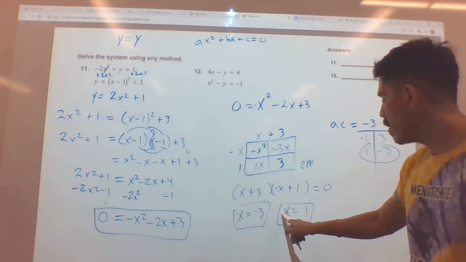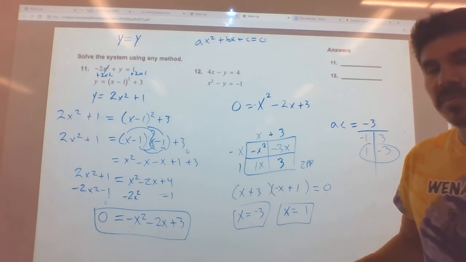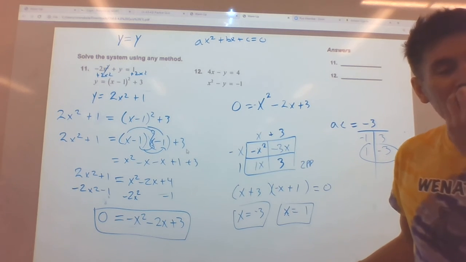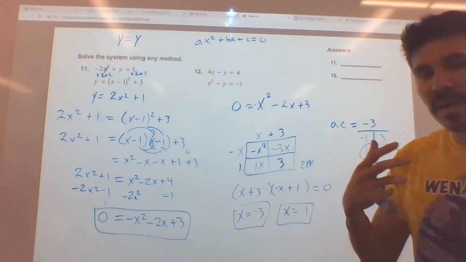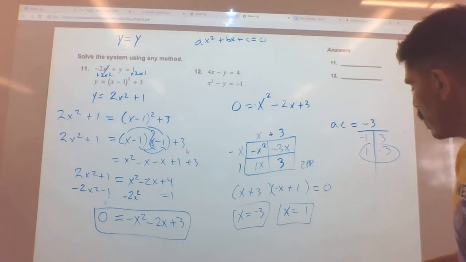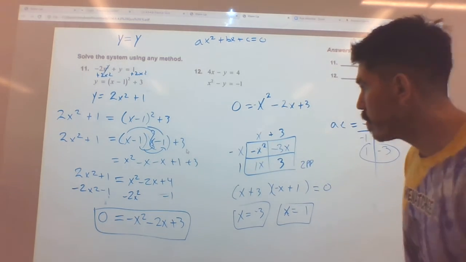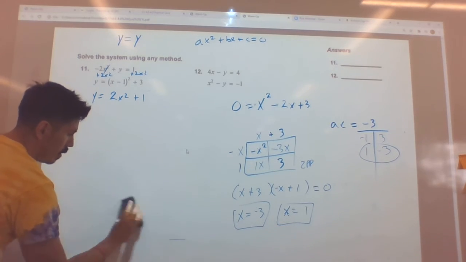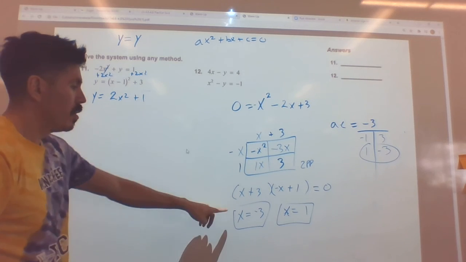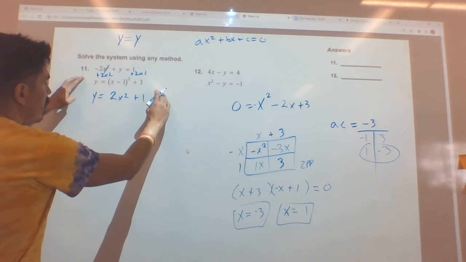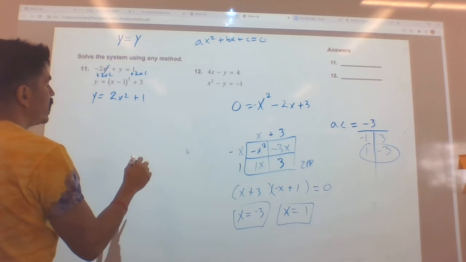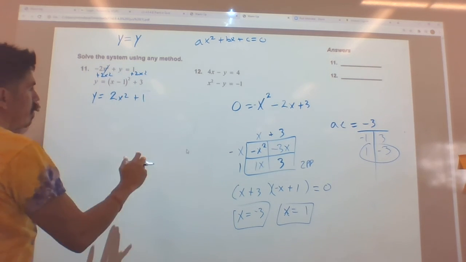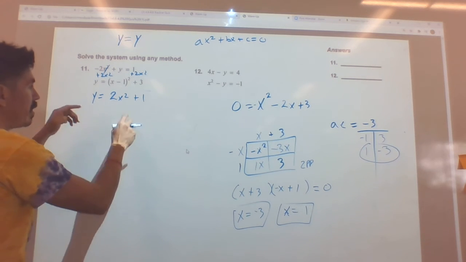Now, usually we would be done here, but we're not looking for the exact x values. We're looking for the points. So x values are part of the answer, but not the whole answer. We're looking for actual points. And to have an actual point, you need a y value. So here comes the second part, where now we choose which equation we're going to plug in my information into. Which equation is easier to deal with? y equals x minus 1 squared plus 3, or the second one. I'm going to use the second one.